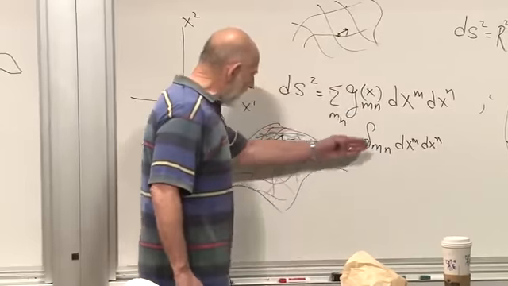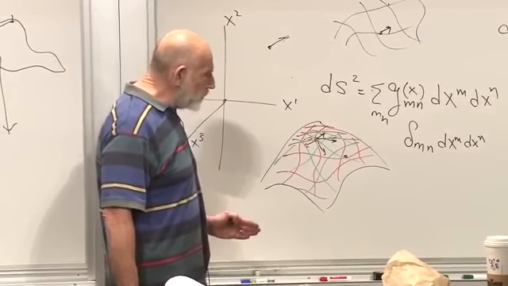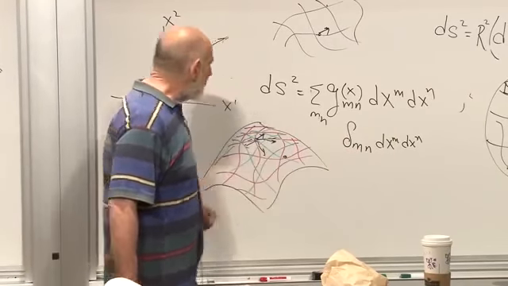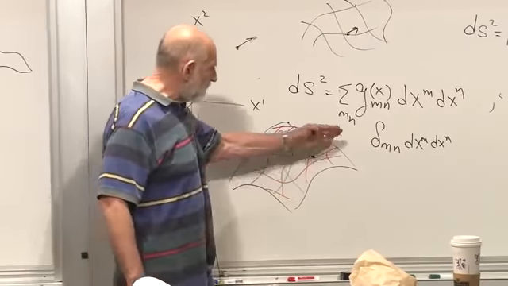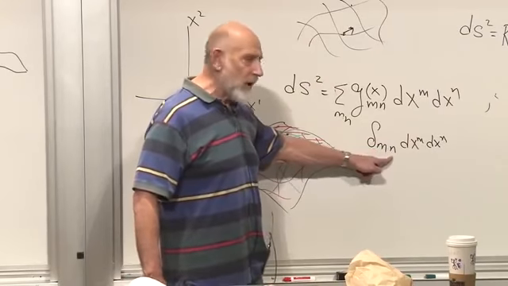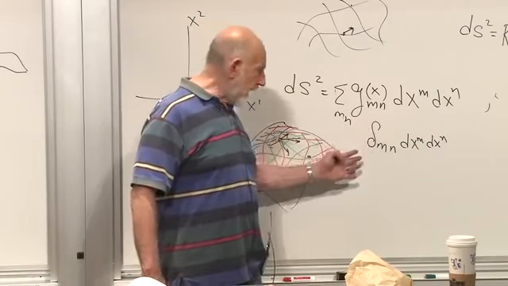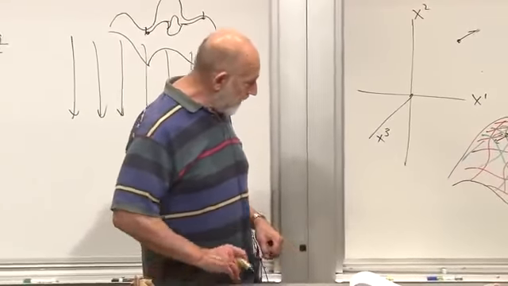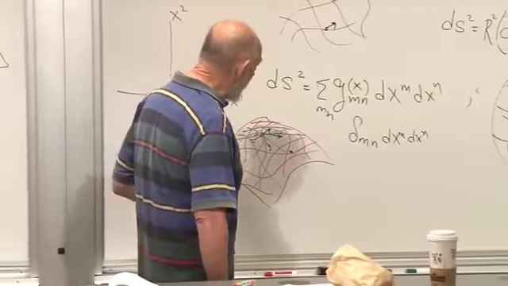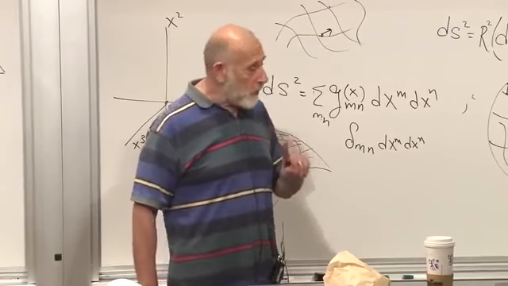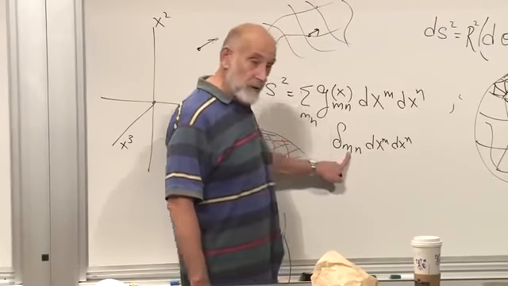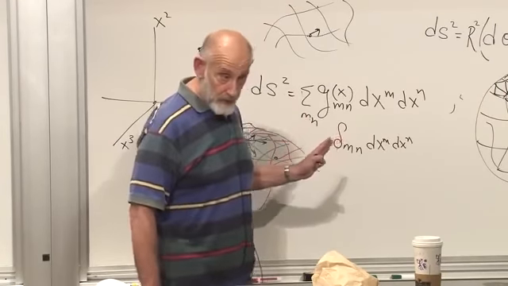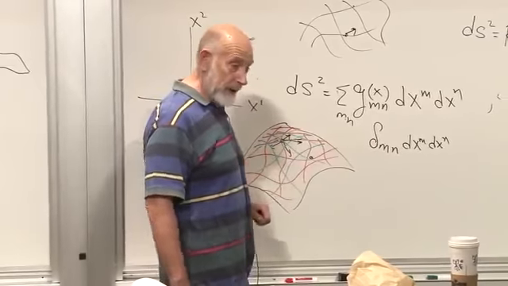This is the formula for the interval in Cartesian coordinates for a flat geometry. Remember what delta mn is? Delta mn is just a diagonal matrix: everywhere on the diagonal it is equal to 1, and off the diagonal it is equal to 0. So for flat space in Cartesian coordinates, the metric tensor is just the Kronecker delta symbol. In curvilinear coordinates, that's not true. In curvilinear coordinates, this could be more complicated.